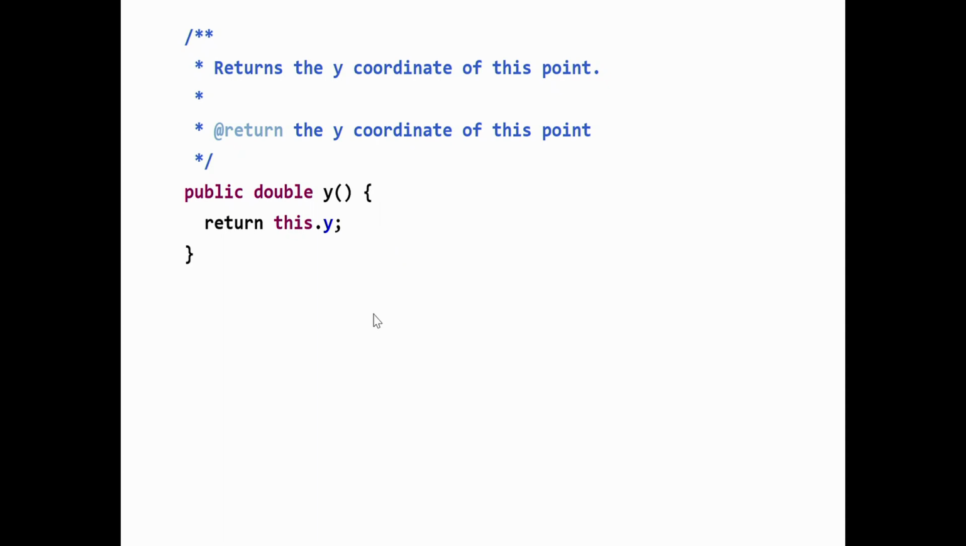Similarly, I can return the y coordinate of the point. So the method's called y, has no arguments, so it's different than the other method called y in the class. And it returns the value of the y coordinate.